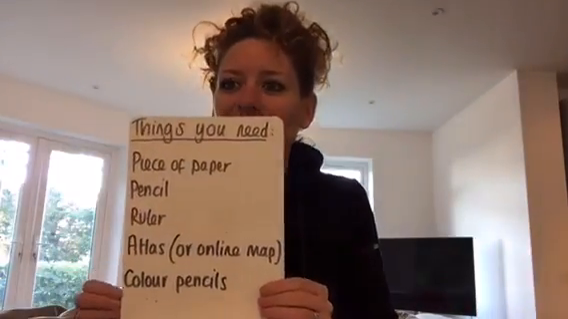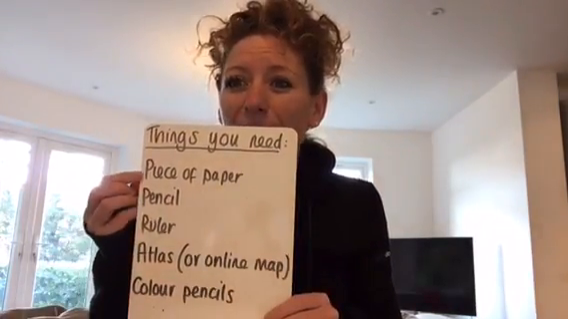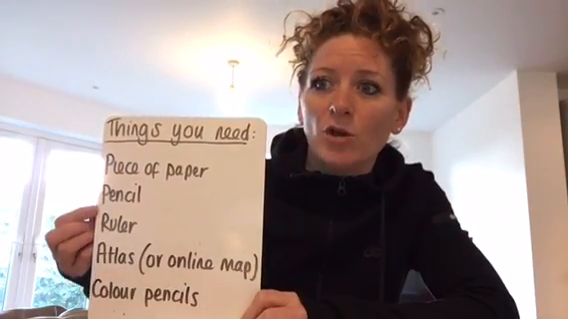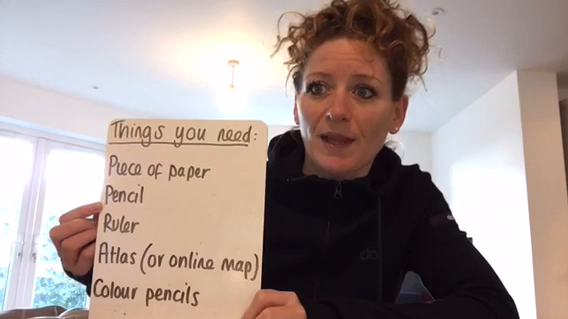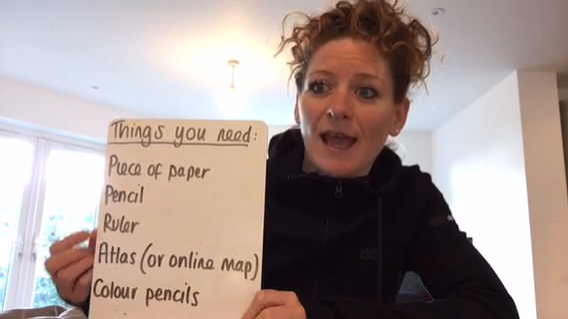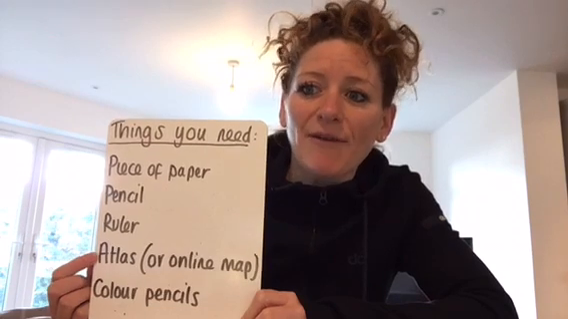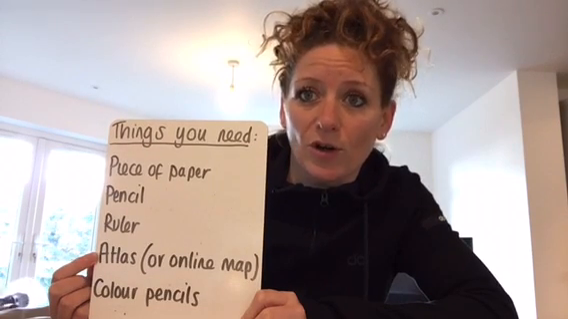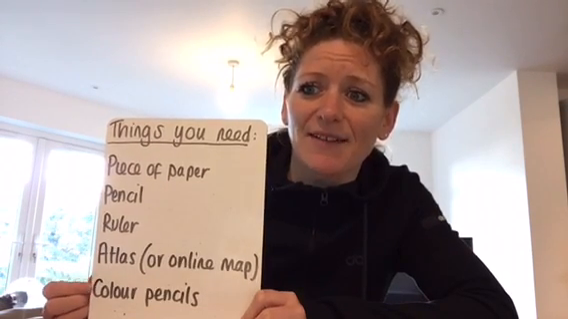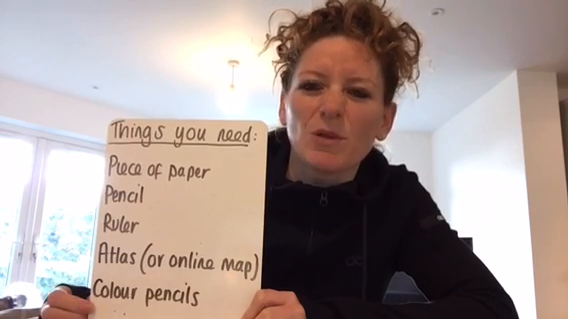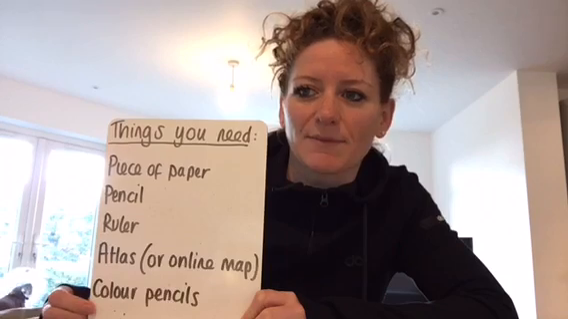Now, for today's session, there are the following things that you're going to need. So you're going to need a piece of paper, probably the bigger the better. So if you have an A3 piece of paper, that would be great. You're definitely going to need a pencil. You're going to need a ruler. If you've got one, it would be amazing if you had an atlas, but if you haven't got one, you can use one that's online. And then after that, the last thing you're going to need is some colouring pencils. I haven't put it on the list, but you might need a rubber just in case you make some mistakes.